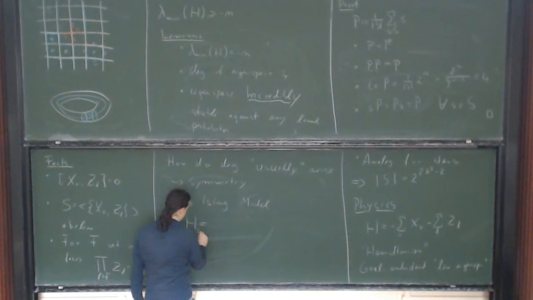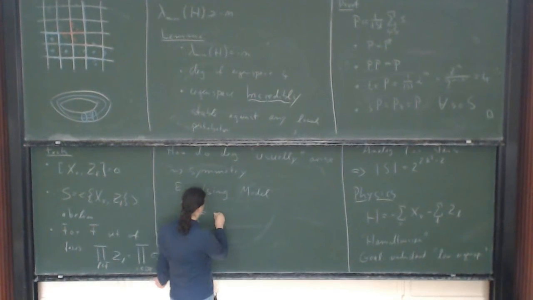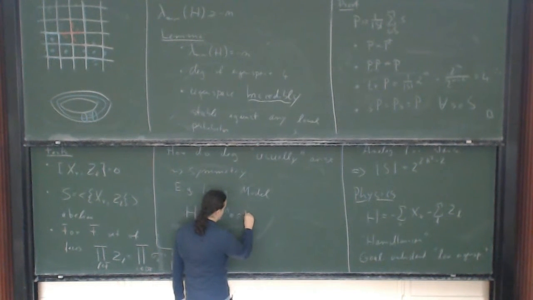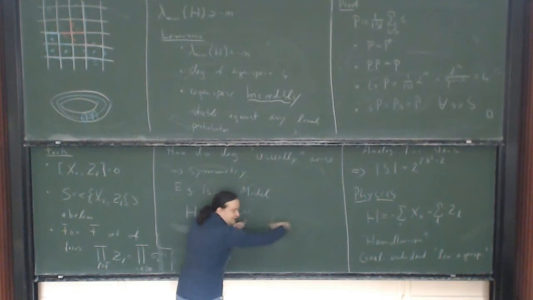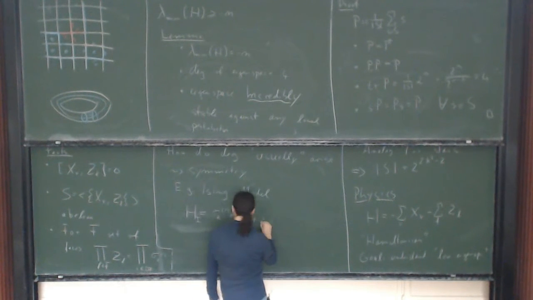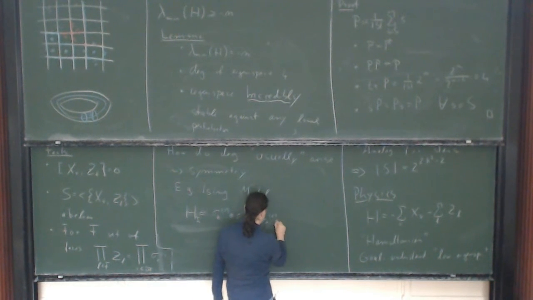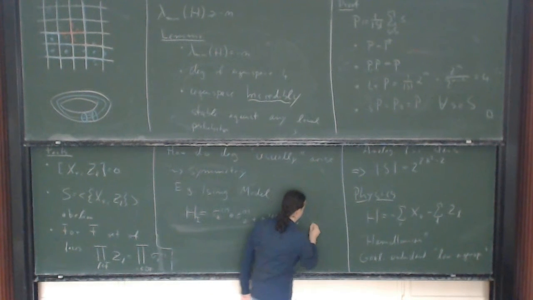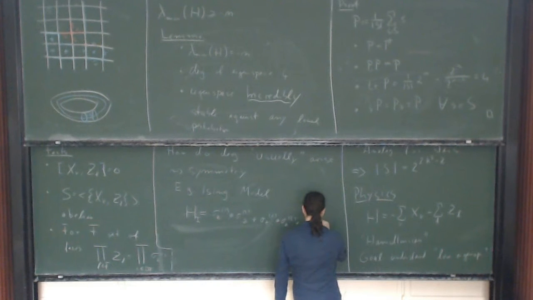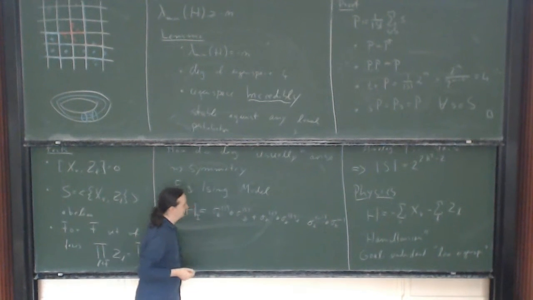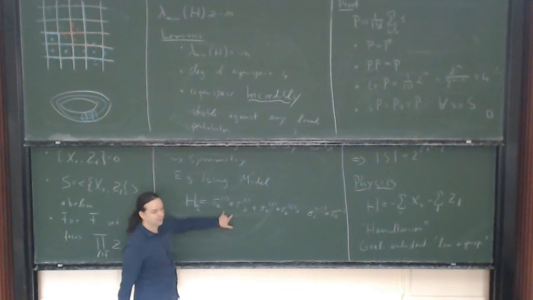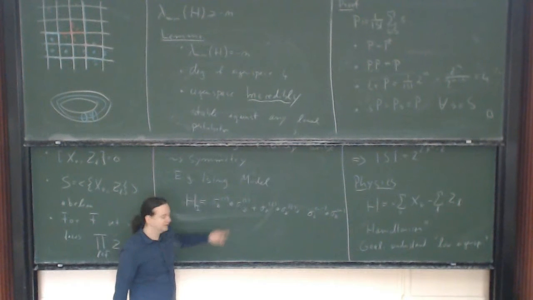And so the Ising Hamiltonian is of the form sigma z on the first factor, tensor sigma z on the second, tensor identity, which I don't write out, plus identity, sigma z on the second, tensor sigma z on the third, and so on, up to sigma z on n minus 1, tensor sigma z on n. Yeah. Okay, so what is the ground state? What is the lowest eigenvalue here and the associated eigenvector?